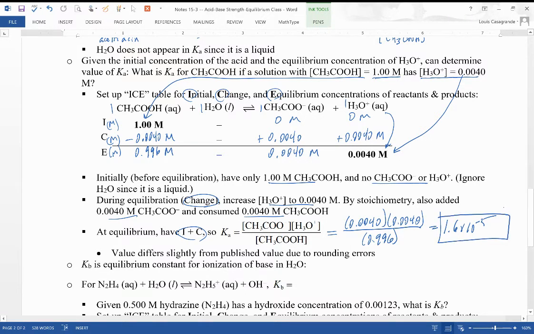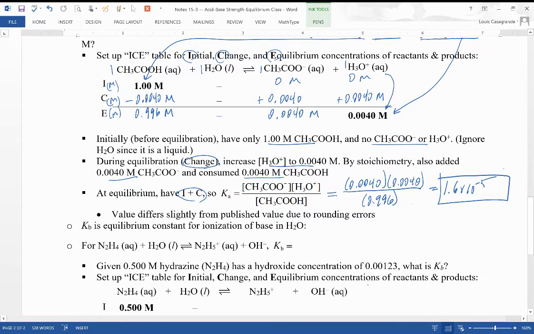Now, if you look back on chart H, you will find acetic acid with a value of 1.8 times 10 to the minus 5 for its Ka. The reason for the difference is just due to some rounding errors in the way we put some of these concentrations in. So don't worry that there's a slight difference there. You're close to what it should be, and that's what we're looking for here.